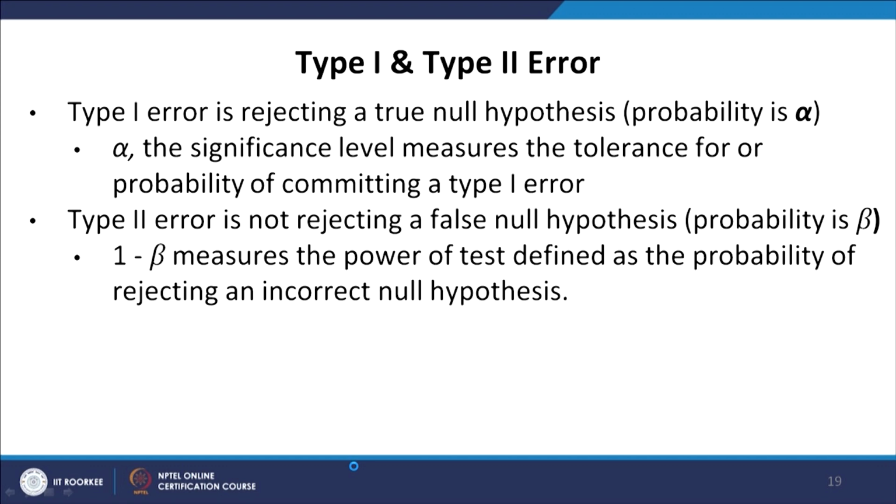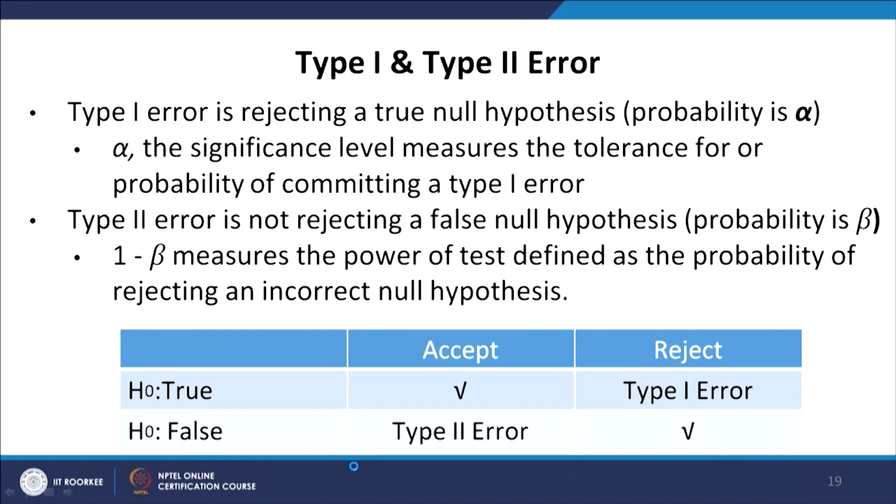Type 2 error is not rejecting a false null hypothesis, probability is beta, that is type 2 error measures the probability of not rejecting a null hypothesis which is actually incorrect or false. So, 1 minus beta measures the power of the test, defined as the probability of rejecting an incorrect null hypothesis. 1 minus beta is the probability of rejecting an incorrect null hypothesis, beta is the probability of accepting a false null hypothesis. So, this is how we prepare a table.